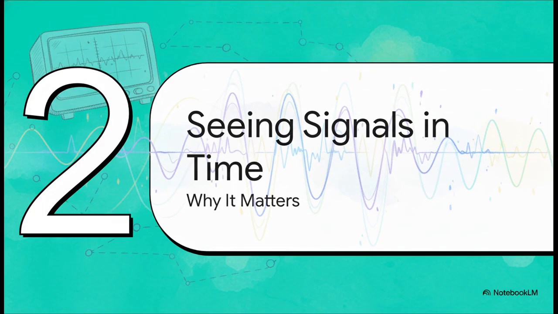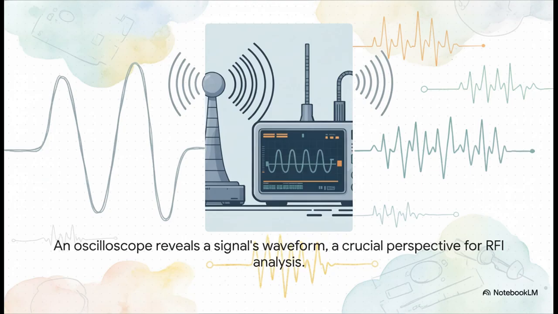Well, it's because some of the most annoying, most frustrating interference problems are completely invisible if you're only looking in the frequency domain. And this right here shows you exactly what I mean. Instead of just seeing a spike on a graph, the oscilloscope shows you the signal's actual waveform, its shape. Is it a nice, clean sine wave, or is it this jagged, ugly pulse? That shape is like a fingerprint, and it can tell you a ton about where that interference is coming from.